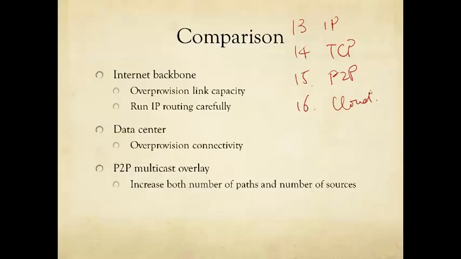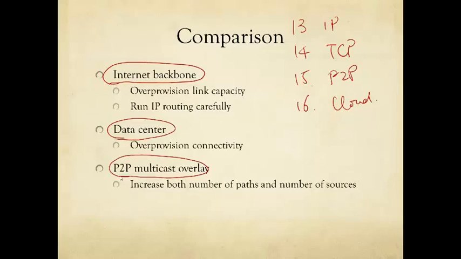Across these four lectures, we were talking about three different kinds of networks. One is the backbone of the internet. One is the network within the data center, and that's today, and one is using peer-to-peer as an overlay network to enable multicast.